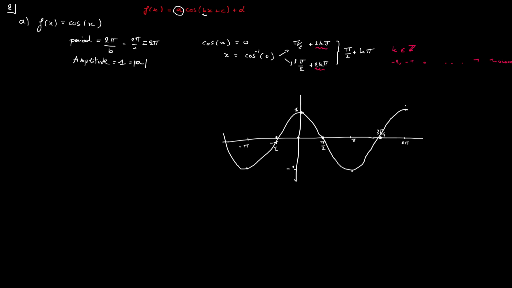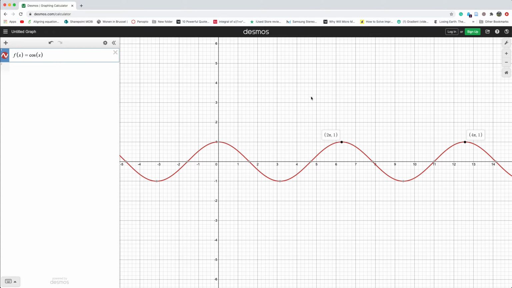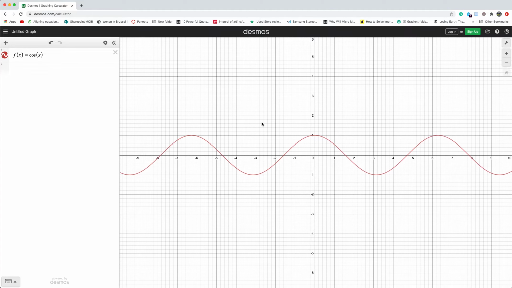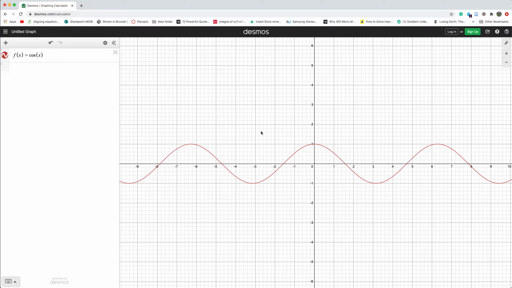So you can already guess where it's going to cross the x-axis again. It's going to be at -3 pi over 2. Okay, that's as a very crude sketch. Let's have a look at Desmos. Basically here you can see the same pattern unfolding itself over and over and over again. So you can always draw them in Desmos to get a clearer overview of what you're looking at. Okay, so that for A.